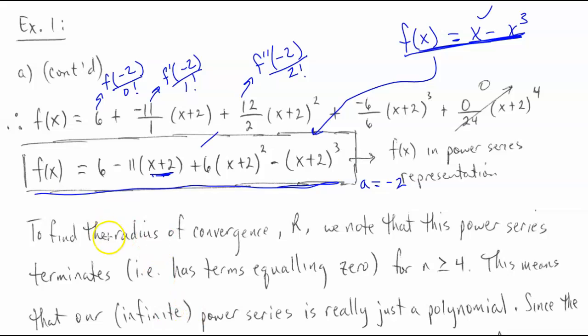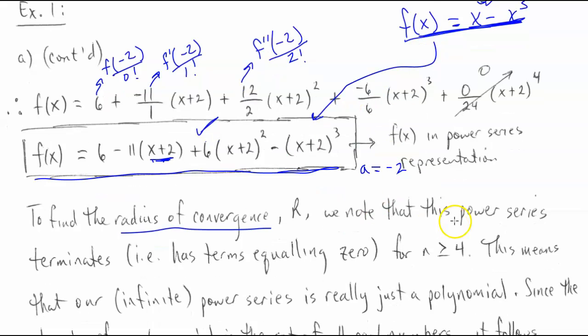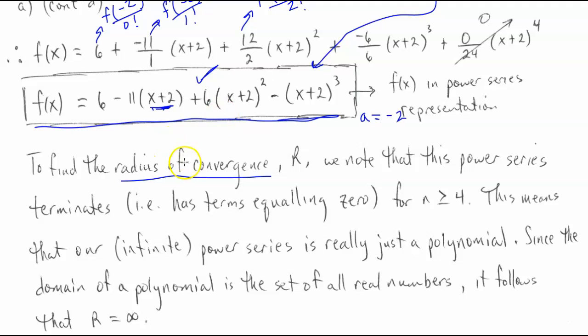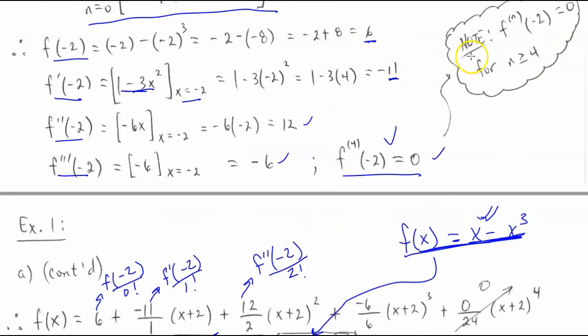The next thing that we want to do is, if this function and this power series are supposed to represent the same function, figure out for what values of x that is actually going to be valid. And of course, that is what finding the radius of convergence is and how that comes into play. So we note that this power series terminates. That is to say, it has terms equaling 0 for values of n that are 4 and higher. And that's what I mentioned up here.